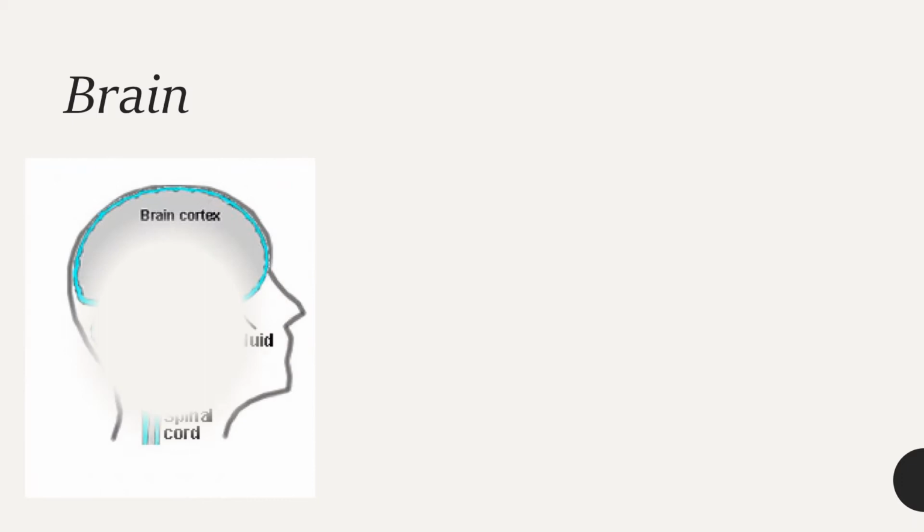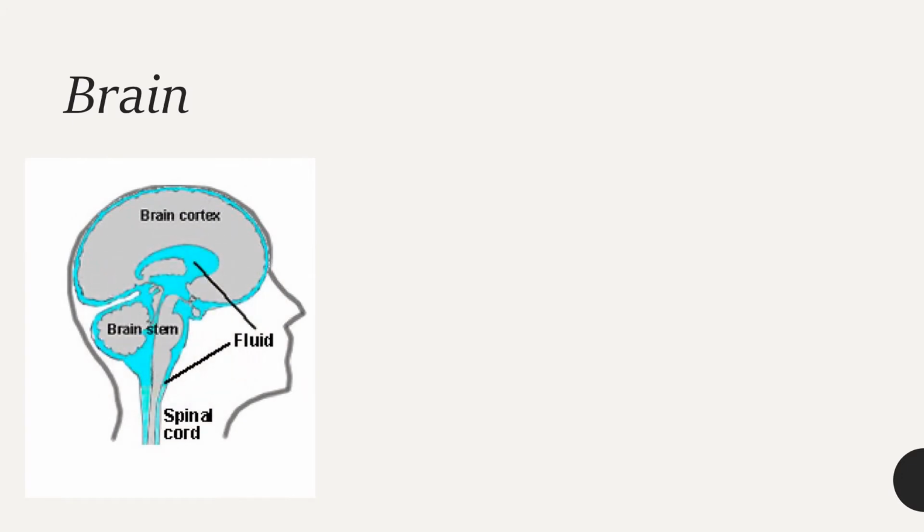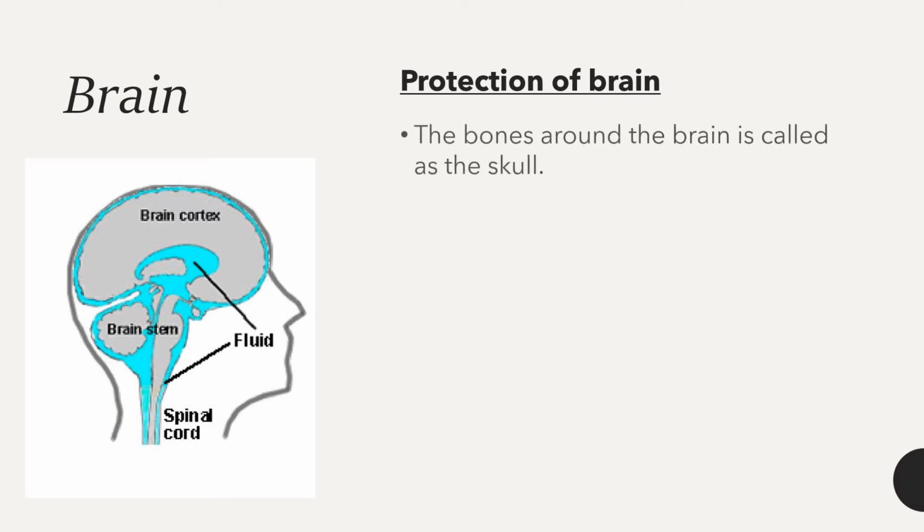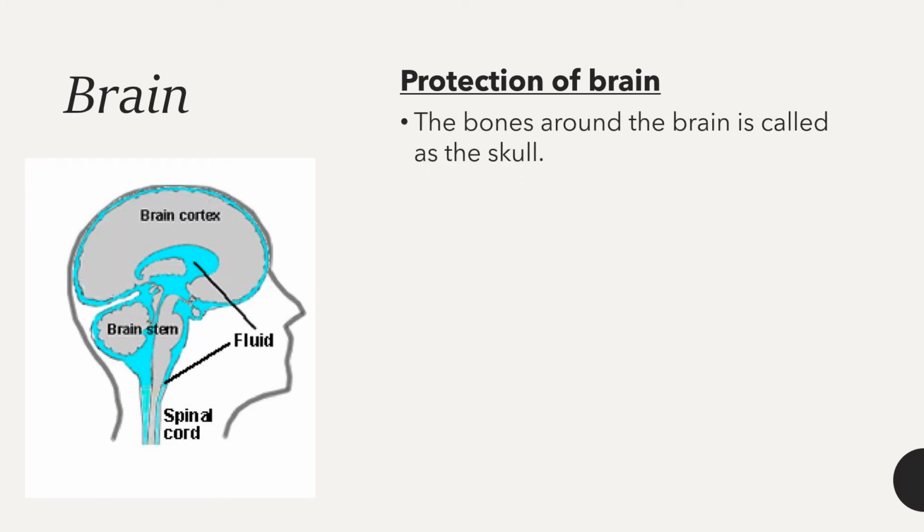Now let's move to the brain. The brain is the main organ of the central nervous system and it is well protected in our body. The brain is covered by a thick bone called the skull. The skull is the bone which covers the brain and it protects the brain from physical damage.